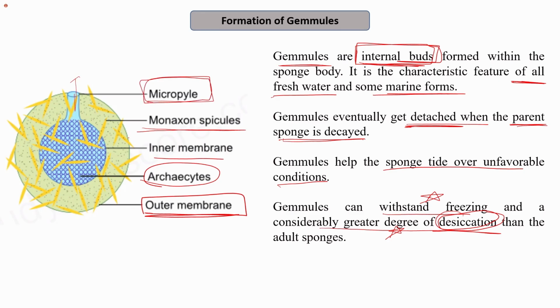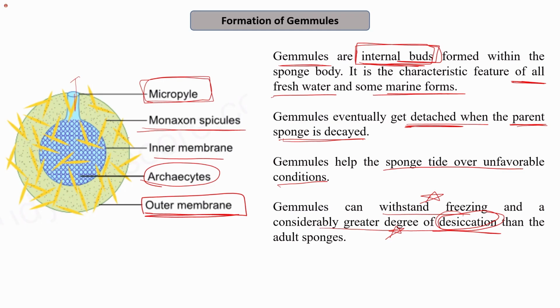Gemmules are the internal buds formed within the sponge body, and they are mostly formed in freshwater sponges instead of marine ones, although they are formed in some marine forms also, and mostly during adverse conditions. So till now we have seen different kinds of cells, like amoebocytes, which include archaeocytes. We have also seen choanocytes. These are the things that we need to remember.